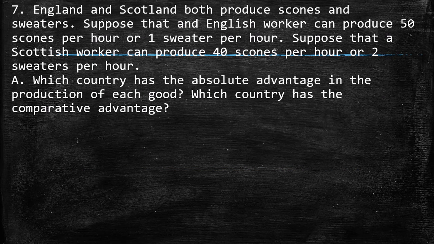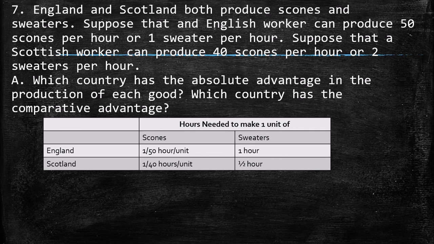So first question, the seventh question says, England and Scotland both produce scones and sweaters. Suppose that an English worker can produce 50 scones per hour or 1 sweater per hour. Suppose that a Scottish worker can produce 40 scones per hour or 3 sweaters per hour. A. Which country has the absolute advantage in the production of each good? Which country has the comparative advantage?